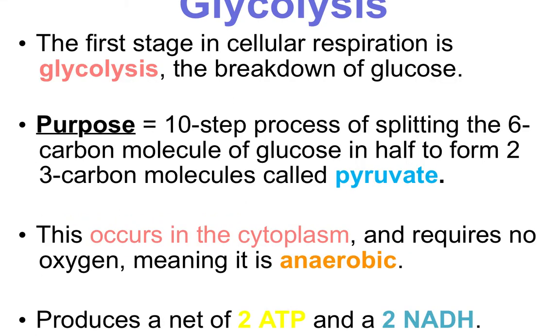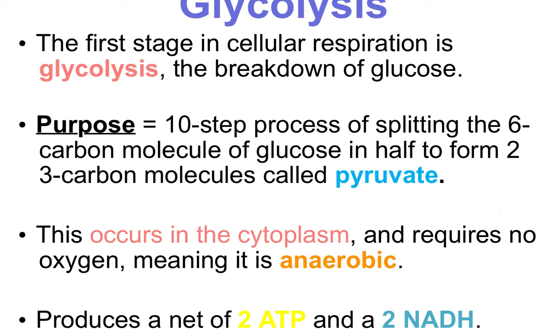The first stage, glycolysis, is a 10-step process of splitting a 6-carbon molecule of glucose in half. And it's going to form these 2 equal components. They're 3 carbon molecules, and they're called pyruvate. And this occurs in the cytoplasm and requires no oxygen at all, meaning it's anaerobic. Anaerobic means it doesn't require any oxygen.